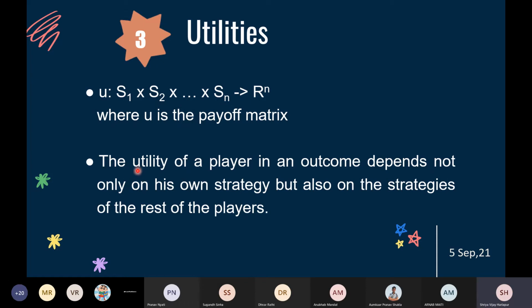It's important to know that the utility that any player gets doesn't only depend on their own strategy. It also depends on the strategies that the other players in the game are using. And that's why we have n squared, n cubed or n raised to 4, depending on how many players are playing this game.